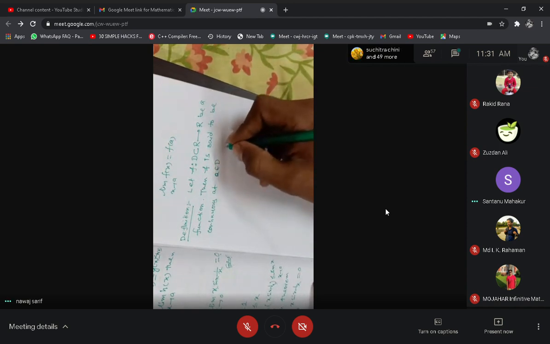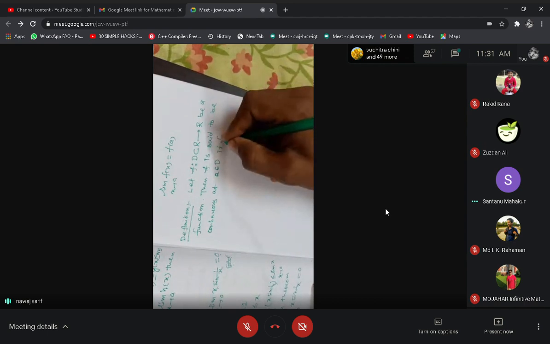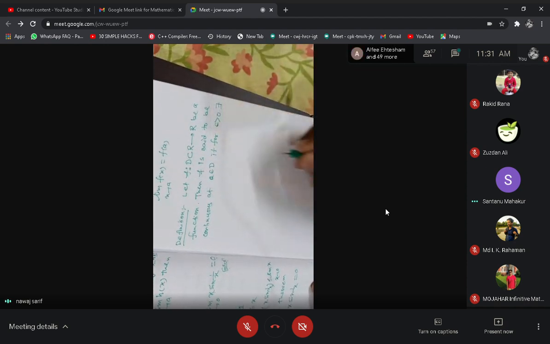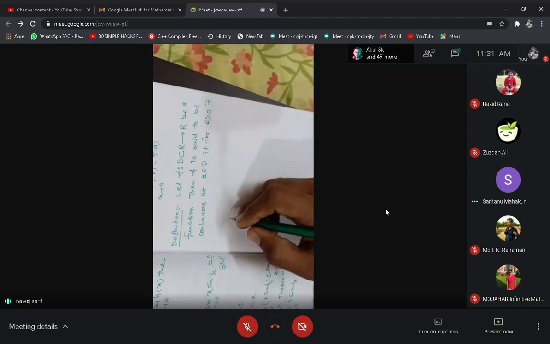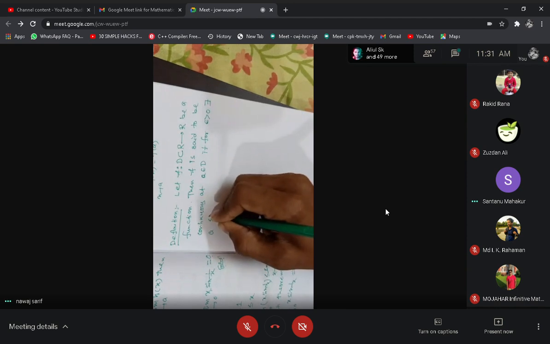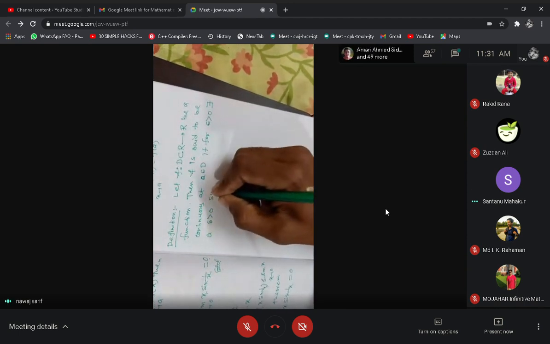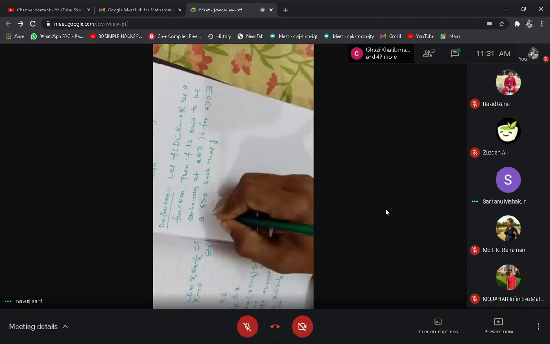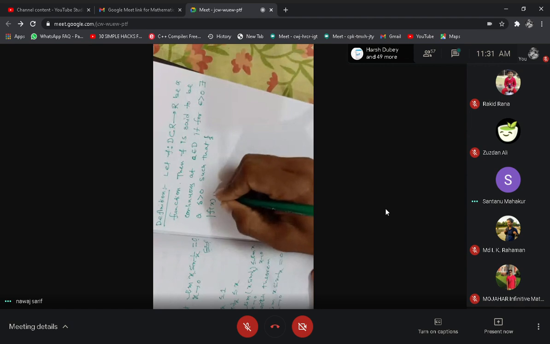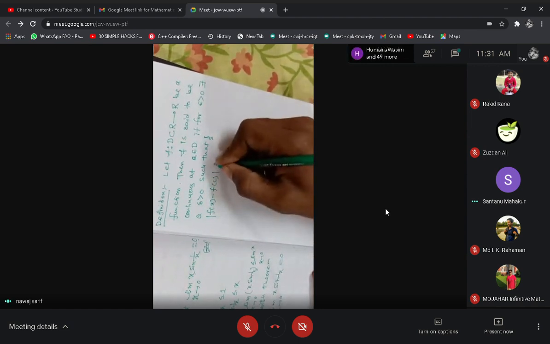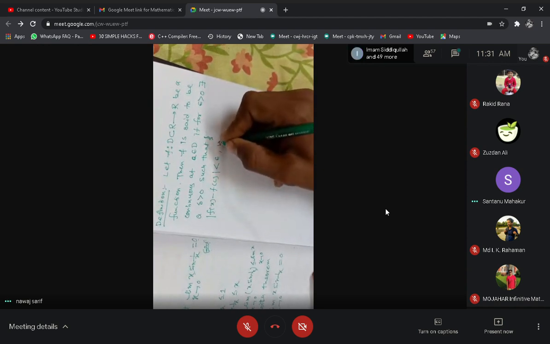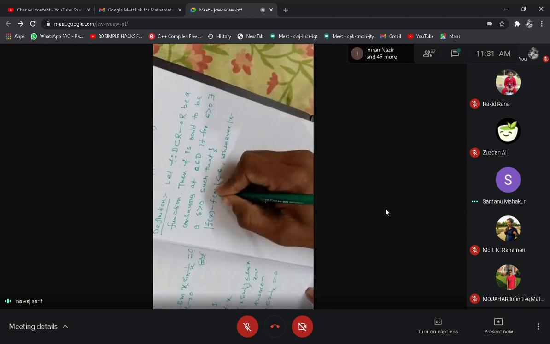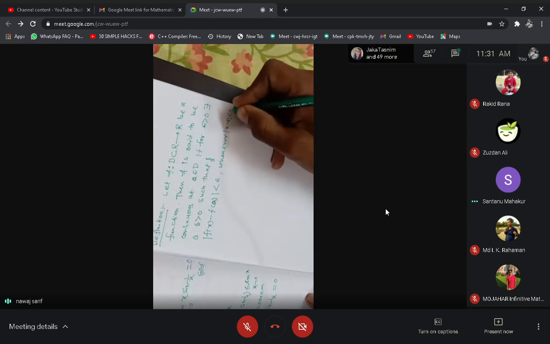If for epsilon greater than 0, there exists a delta greater than 0 such that mod of f(x) minus f(c) is less than epsilon, whenever mod of x minus a is less than delta.